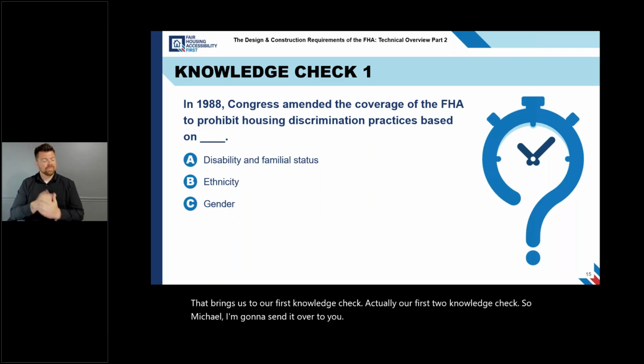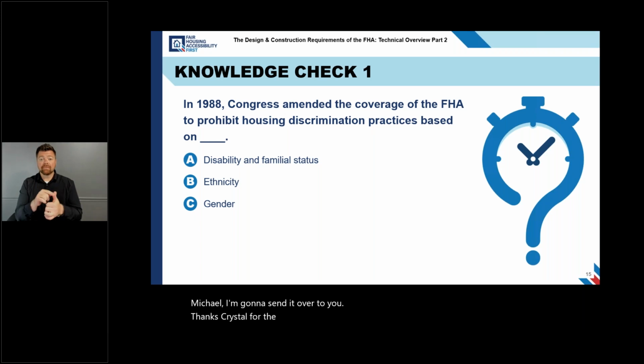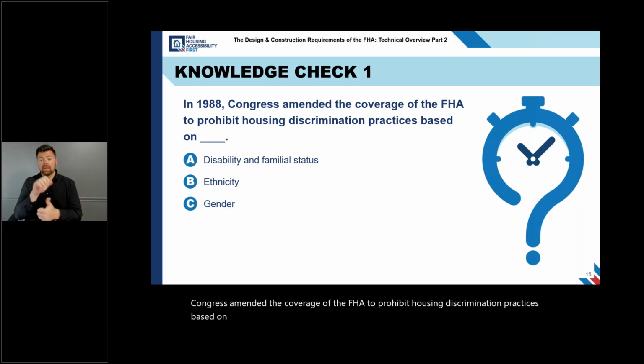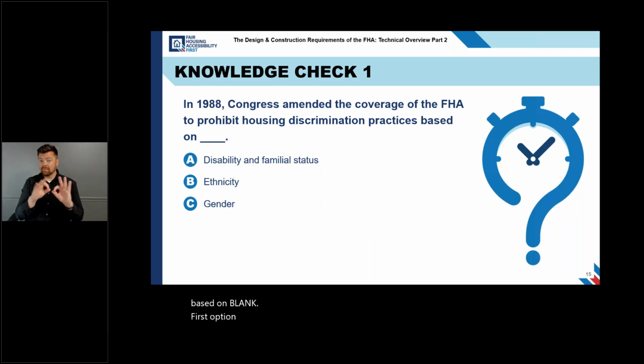Thanks, Crystal. For the first knowledge check, in 1988, Congress amended the coverage of the FHA to prohibit housing discrimination practices based on blank. First option, disability and familial status. Second option, ethnicity. And the third option, gender. So we'll go ahead and launch this poll.